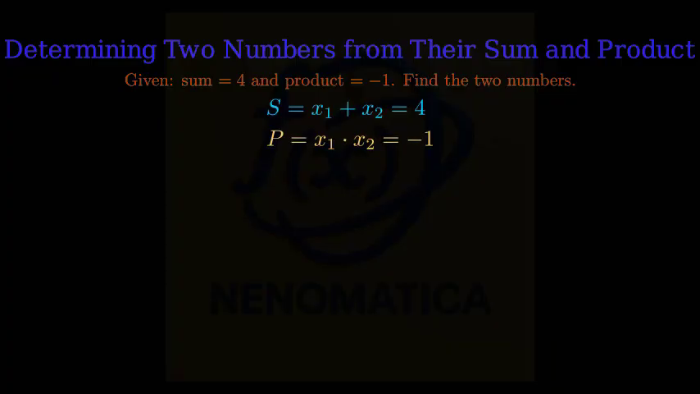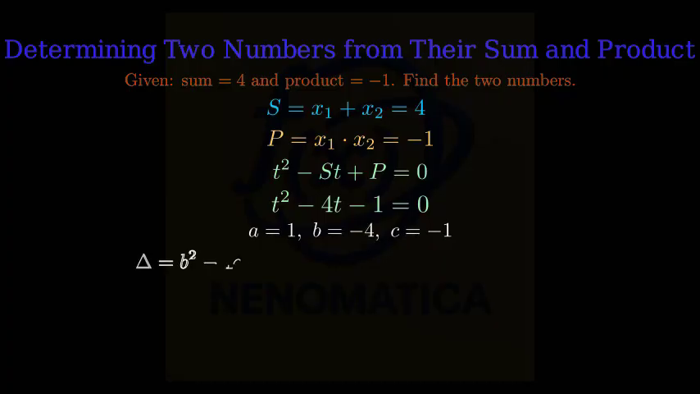Let s equal x sub 1 plus x sub 2, which equals 4. Let p equal x sub 1 times x sub 2, which equals -1. Step 2. Build the monic quadratic whose roots are x sub 1 and x sub 2. That polynomial is t squared minus st plus p equals 0. Substituting s equals 4 and p equals -1 gives t squared minus 4t minus 1 equals 0.